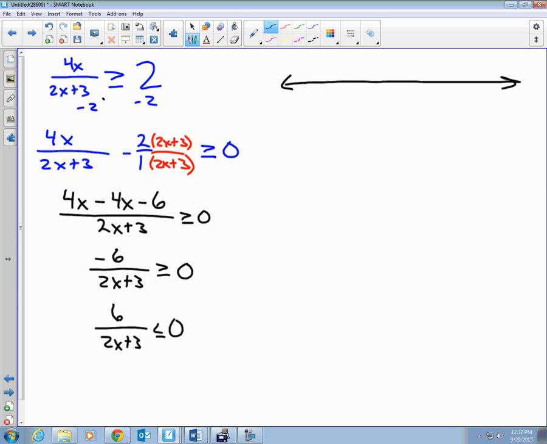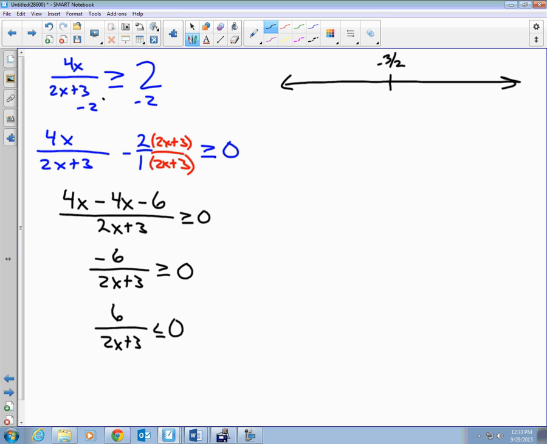On my number line, I plot where the top is equal to 0. Is the number 6 ever equal to 0? No. So there's no 0 for the numerator. Is the denominator ever equal to 0? For what value? Negative 1.5 or negative 3/2, right? So I solve the denominator equal to 0, I get negative 3/2. That's the only number I have to plot. Negative 3/2.